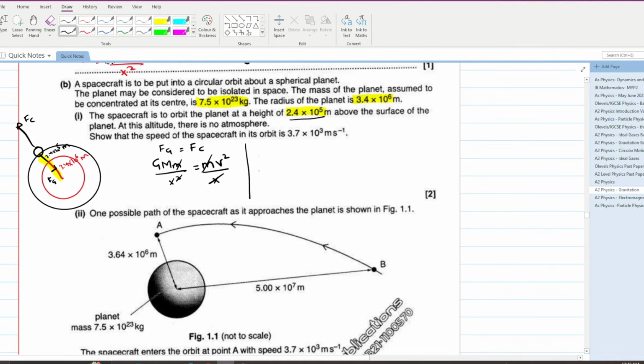What will be the velocity? The velocity will be capital G, that is 6.67 into 10 raised to the power minus 11. What will be the mass of Earth? Not the mass of Earth, the mass of the planet, 7.5 into 10 raised to the power 23, divided by what is the separation? Now this is an important point. That's why I have drawn this diagram. The separation is the sum of these two values, the radius and the height. So let's add them up.